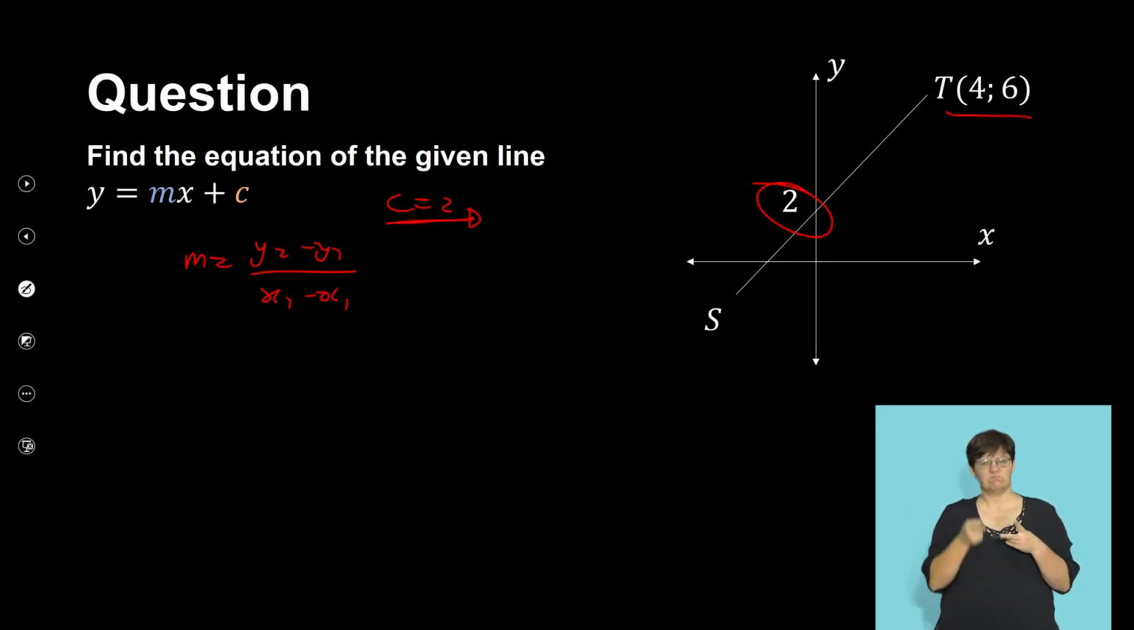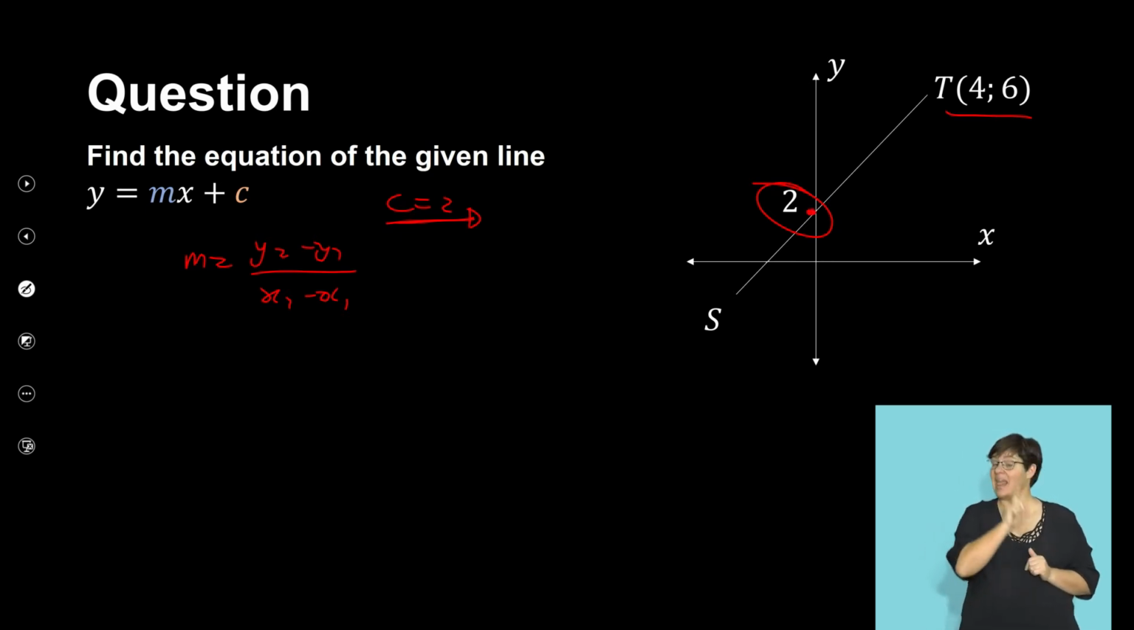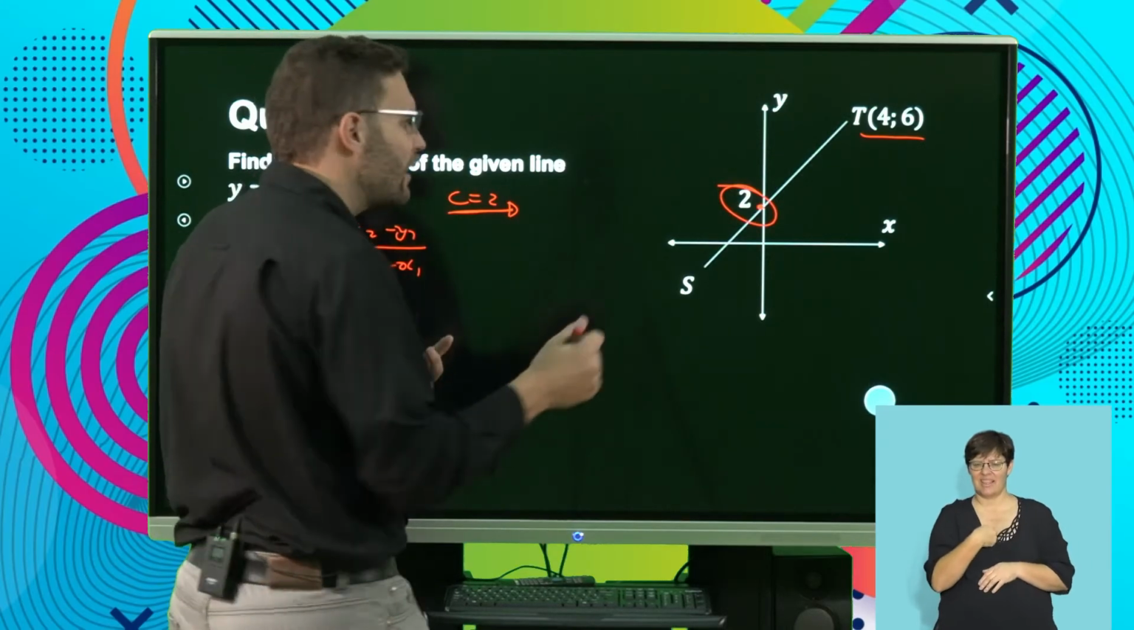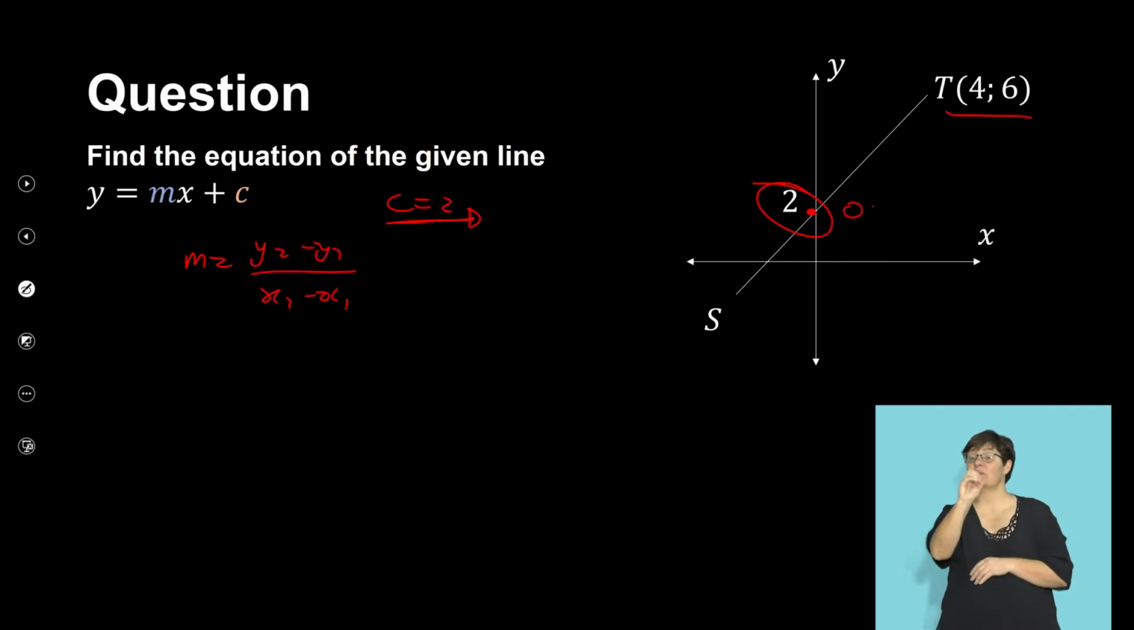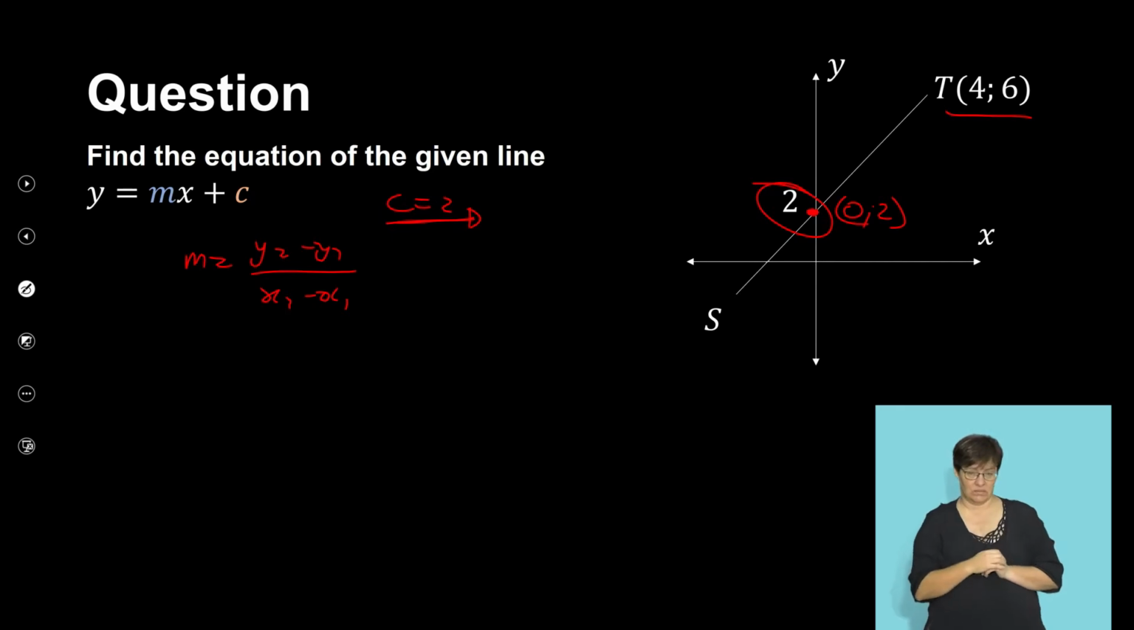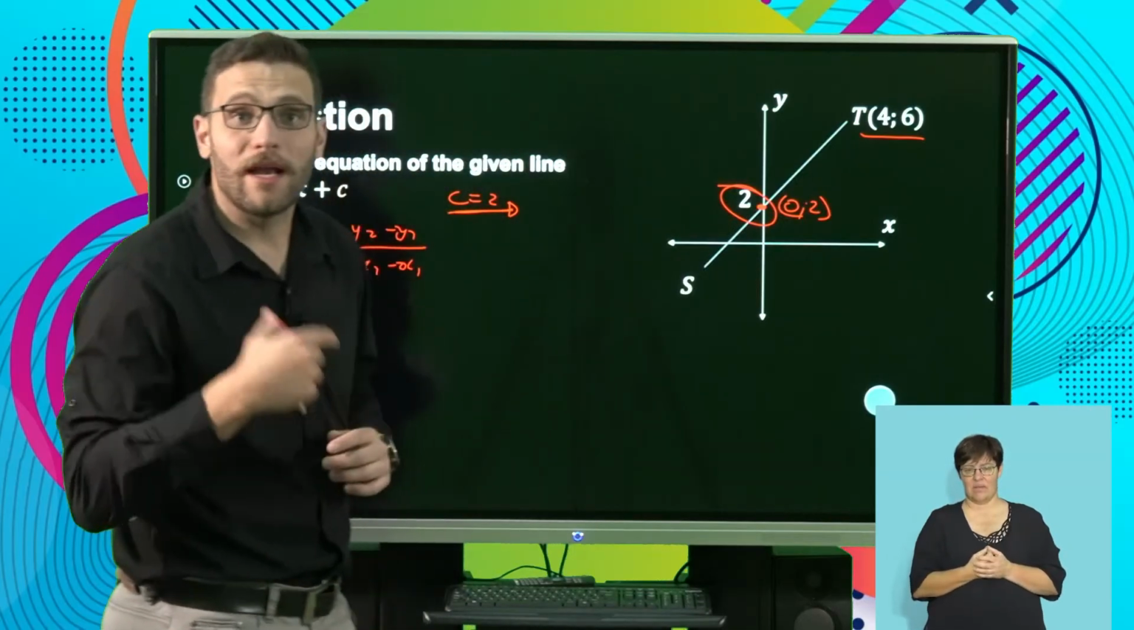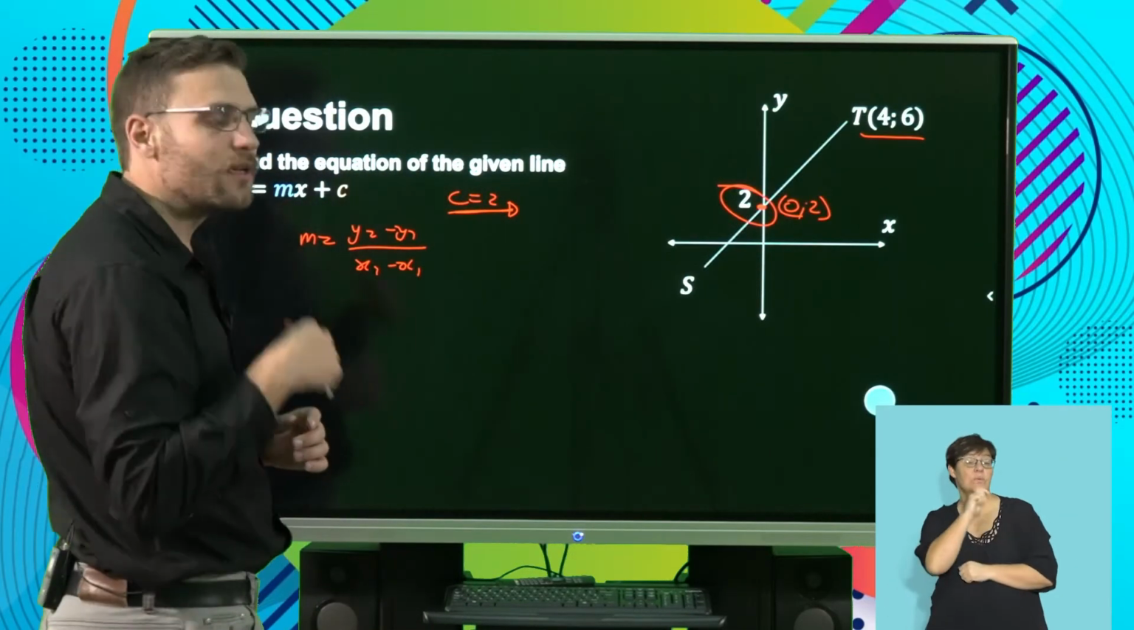But isn't this also a point? They haven't told me what the x value is, but I know what the x value is. The x value is 0, and the y value is 2. And so I've got 2 points, and I can go and calculate the gradient using those 2 points.